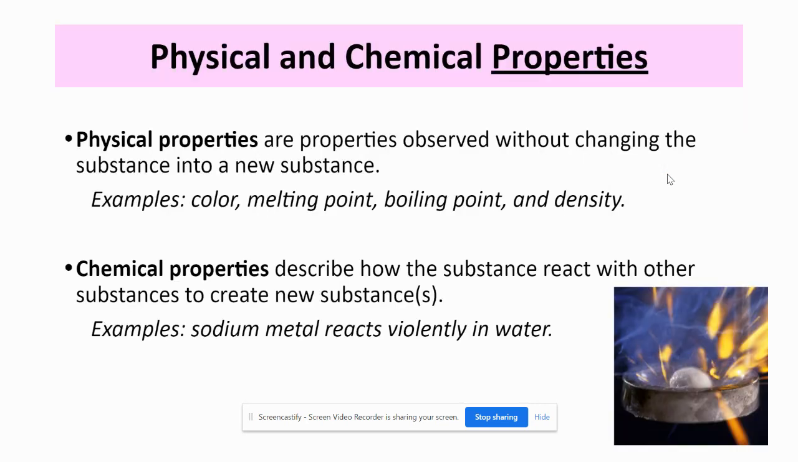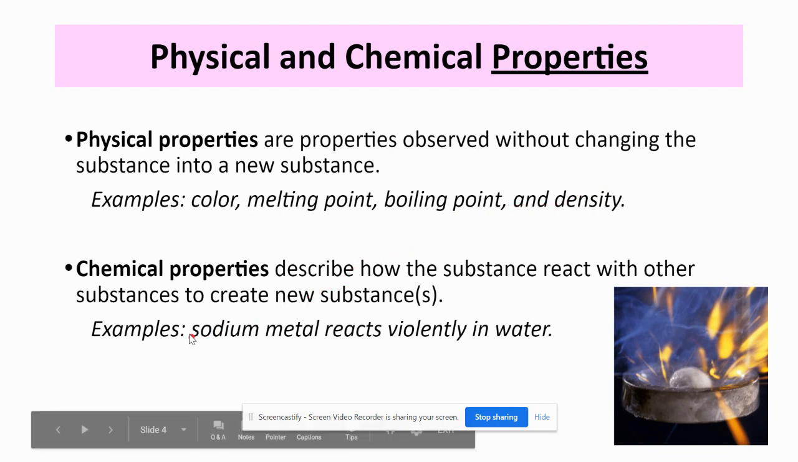Now, when you talk about matter, matter will have two types of properties. The first one is called a physical property. It is something that you can observe that doesn't change the substance you're looking at into a new substance. Here are some examples of physical properties: color, melting point, boiling point, density, electroconductivity. Those are the physical properties of matter.